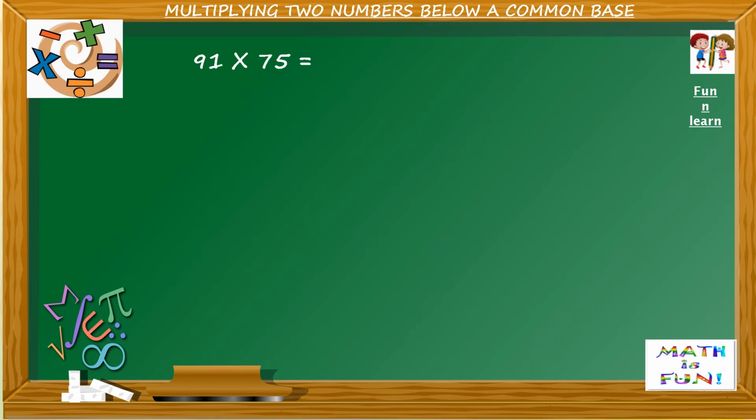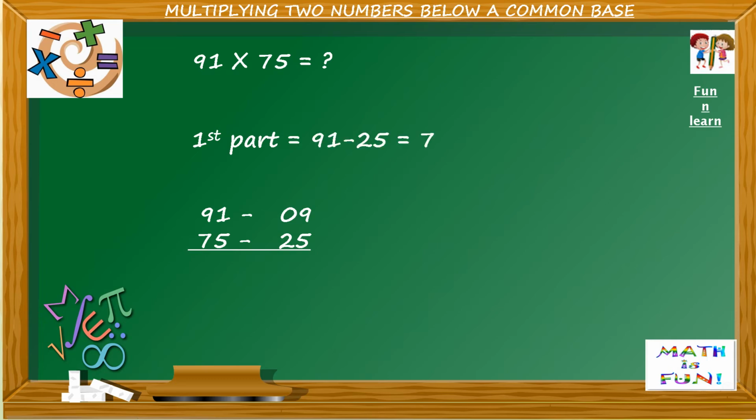Let's try some different example. 91 into 75. 91 is 9 less than 100 and 75 is 25 less than 100. By cross subtraction, first part is 91 minus 25, which is equal to 75 minus 09, and both is equal to 66. Second part is 9 into 25 is equal to 225.